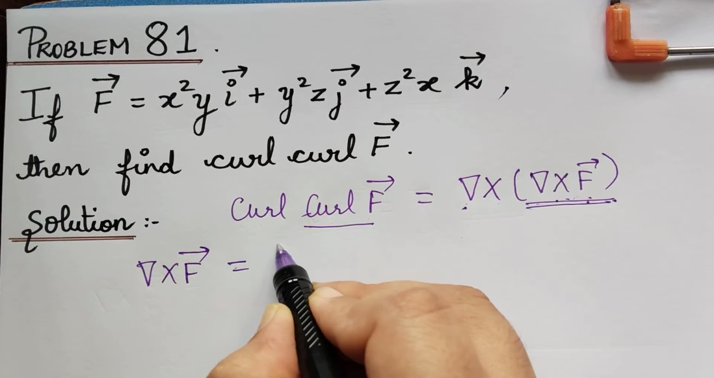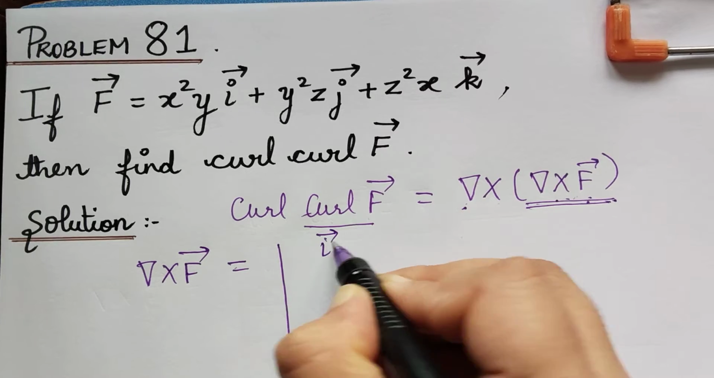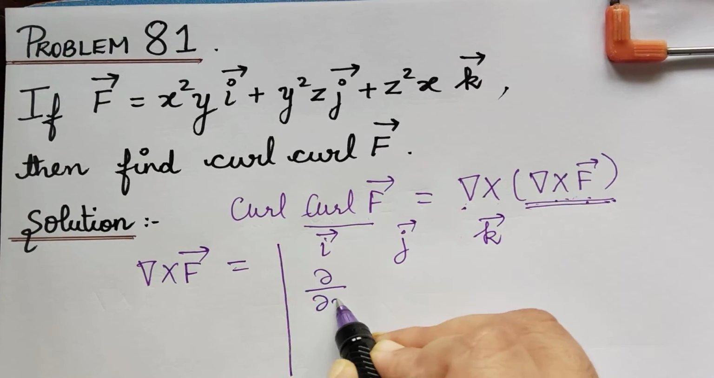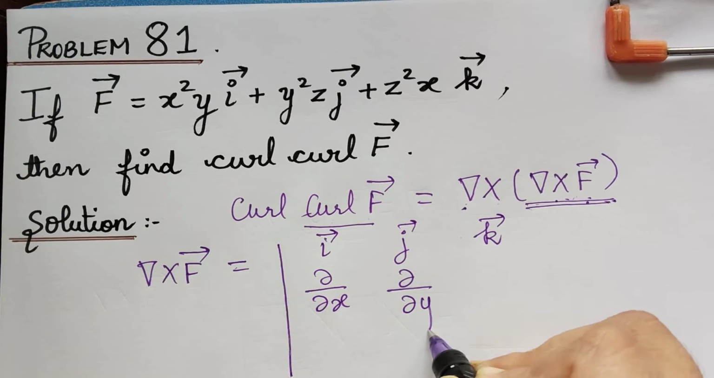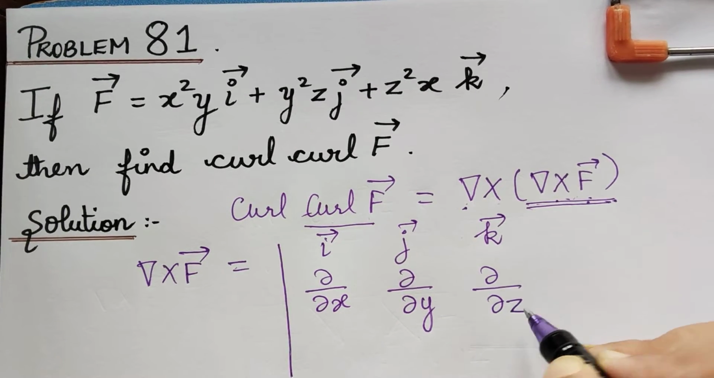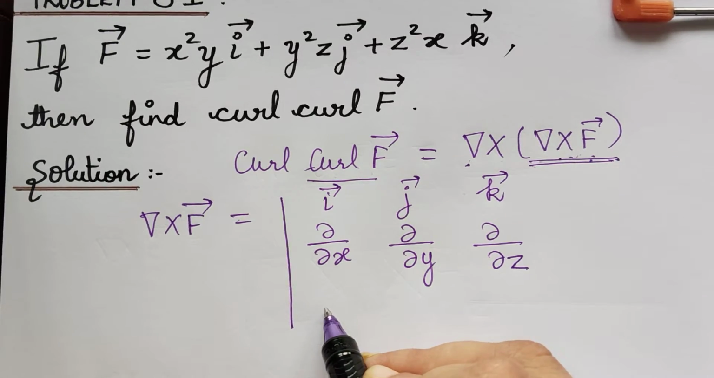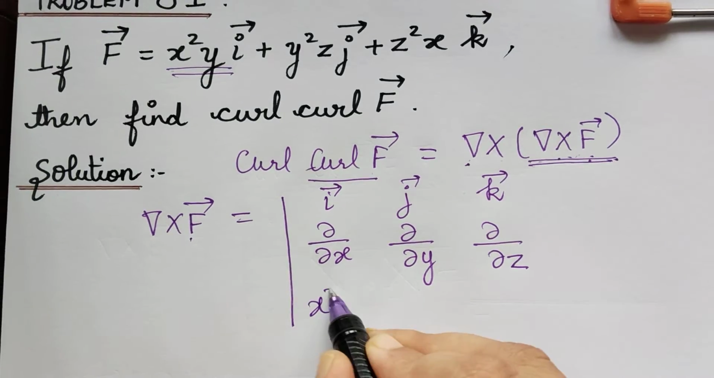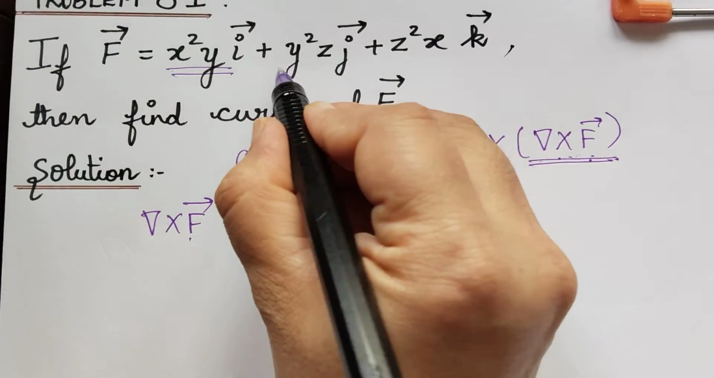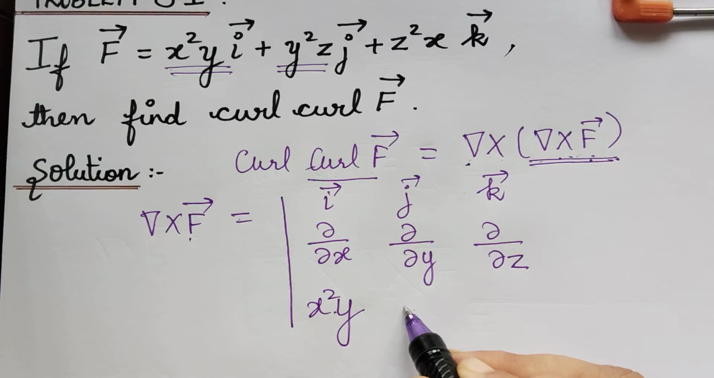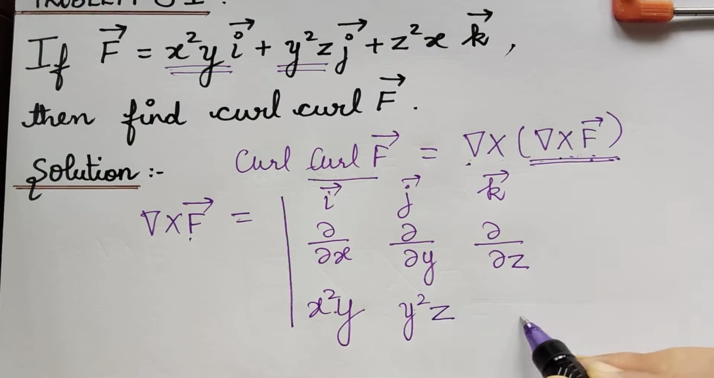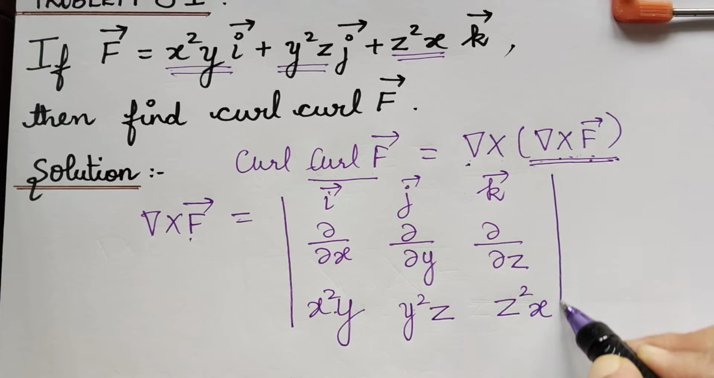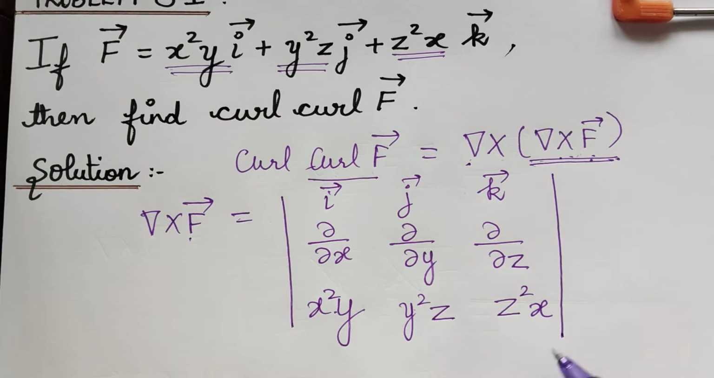This is given by the determinant of i vector, j vector, k vector, dou by dou x, dou by dou y, and dou by dou z. And we have to write the i-th component of f vector over here. So the i-th component is x square y, the j-th component of f vector is y square z, and the k-th component is z squared x. After this, we have to find the determinant of this matrix.